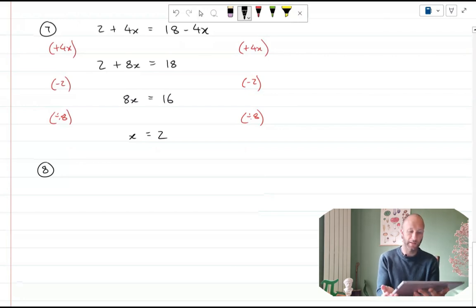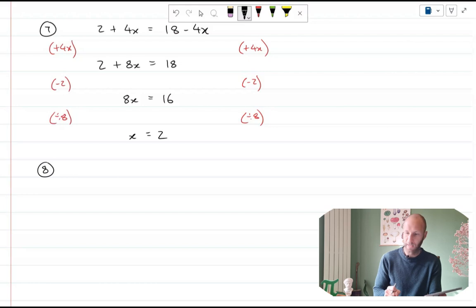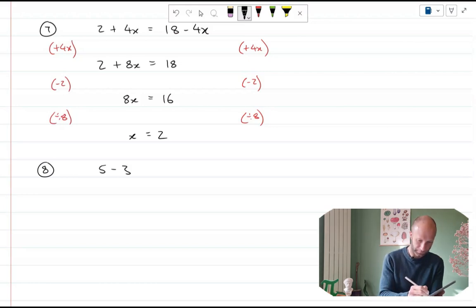Hopefully you're getting better at these kind of equations and you're backing the technique and happy with how it works. Number 8, 3 more questions, we'll go up to 10. 5 minus 3x equals 9 minus 7x.